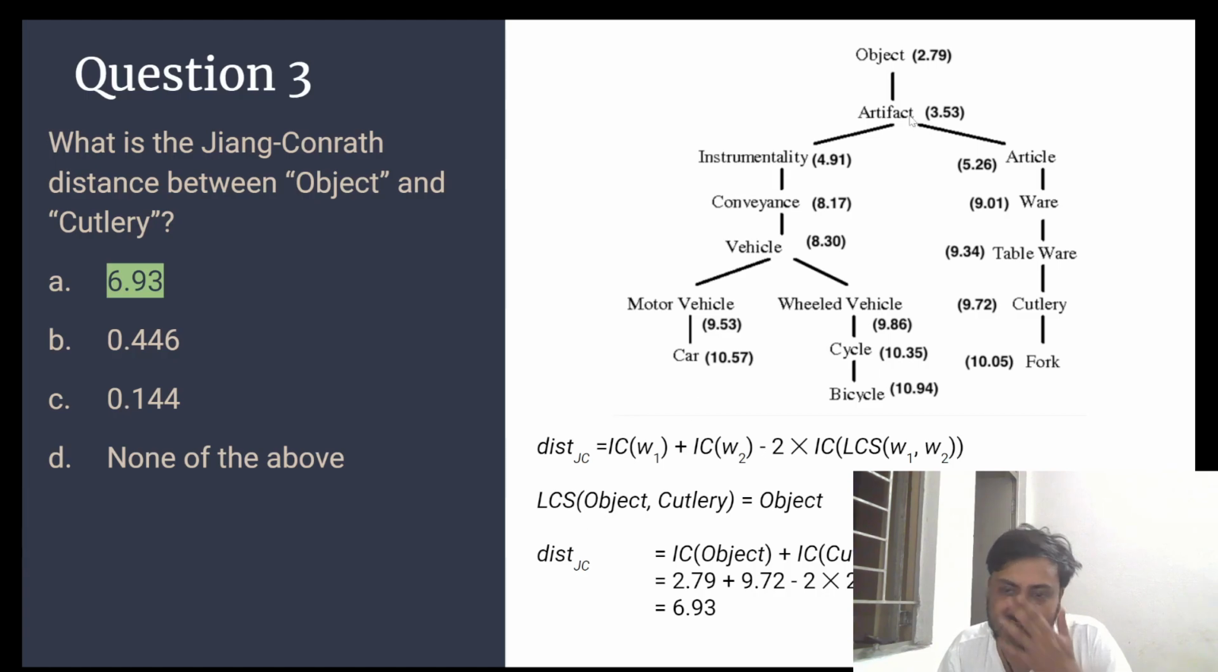So LCS of object and cutlery. So object is right at the top. So when it is right at the top, obviously there is nothing below it which can be common to it. So that is why the LCS is object, and for the distance we just plug in the values from over here and we come to this. Okay. So these three questions are based on your knowledge of the formula. So if you know the formula, you'll be able to do them. Everything else is kind of given to you already. Okay.